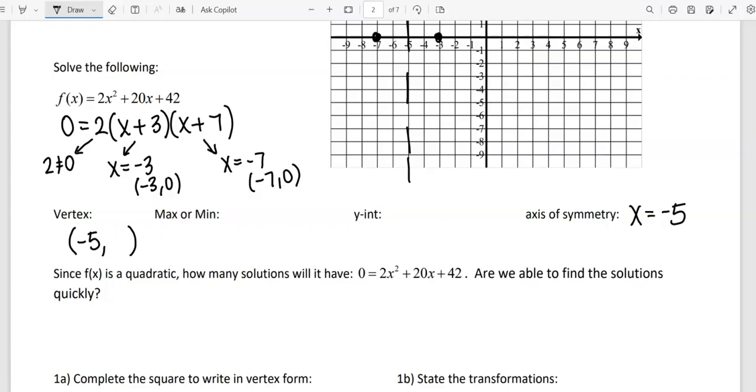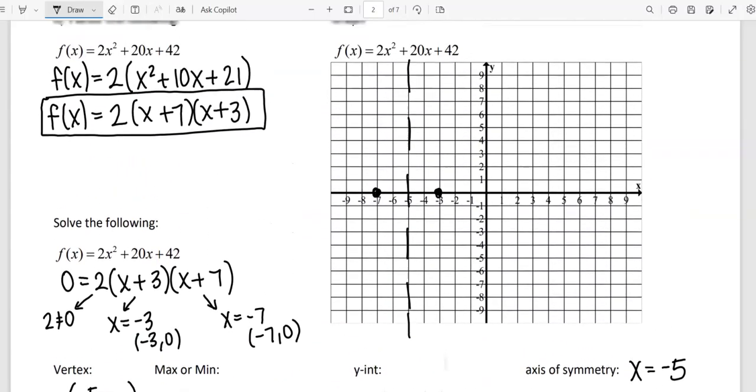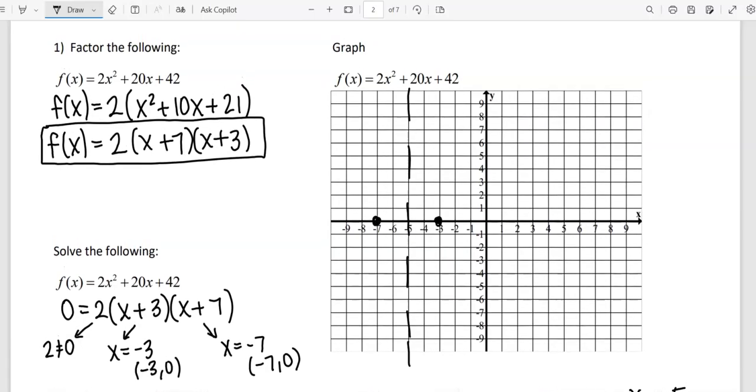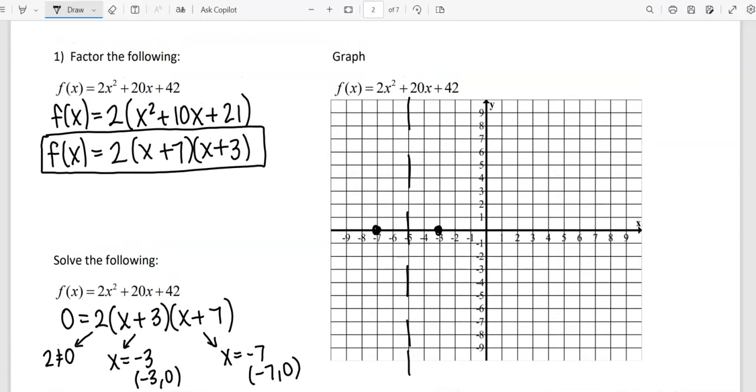X is actually negative 5, right? For the axis of symmetry. And so we could do that in the original, or we could do it in factored form. I'm going to show it in factored form, so I'm going to do it up here. F of negative 5. I'm going to use my factored form because I haven't shown you that yet. So 2 times x plus 7 would be negative 5 plus 7, and then x plus 3 would be negative 5 plus 3.